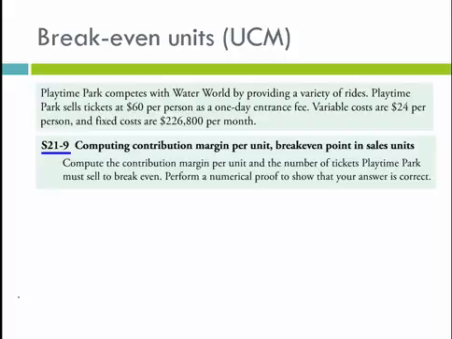the number of tickets they have to sell to break even, and then it asks you to perform a proof to show your answers correct. So I'll show you what we mean with that one. The unit contribution margin is selling price minus variable cost. In this case, 60 is the selling price. The variable costs are 24. So their unit contribution is $36 per ticket.